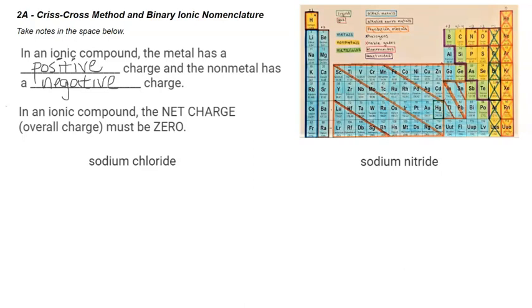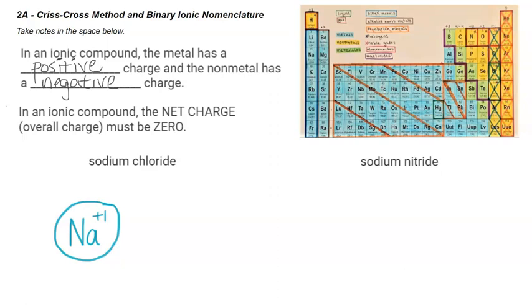So if we take a look at our periodic table and find sodium, it is in group 1 of the periodic table. So each sodium atom is going to have a positive 1 charge. So I'm going to draw sodium with a positive 1 charge. I'll show my atoms as circles. There's my sodium atom. But I need to balance that +1 charge with an equal amount of negative charge.